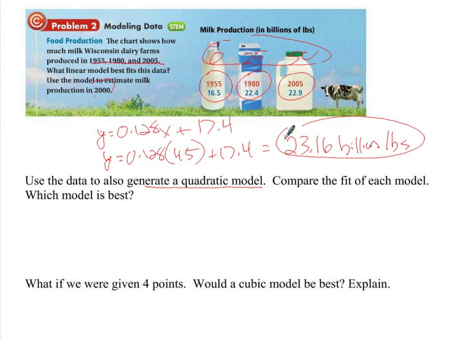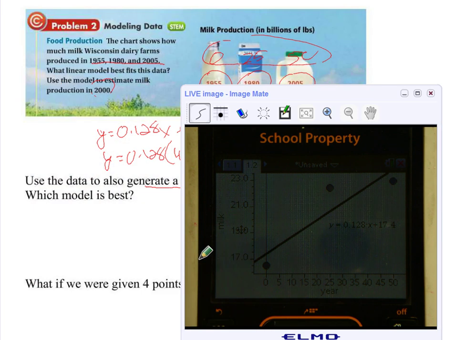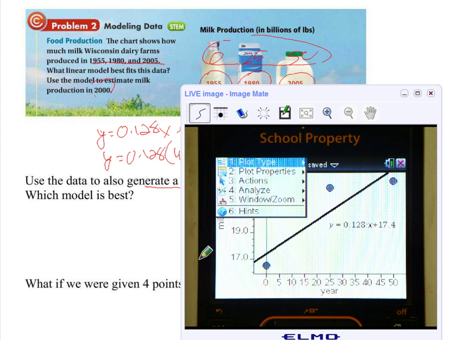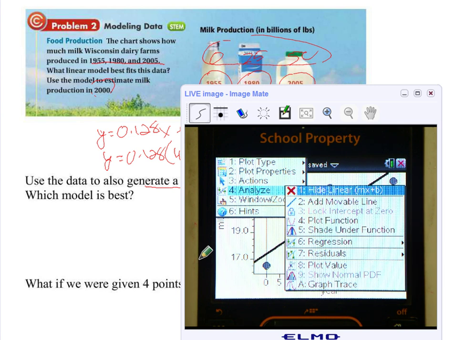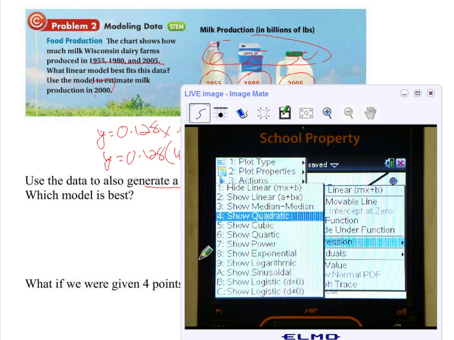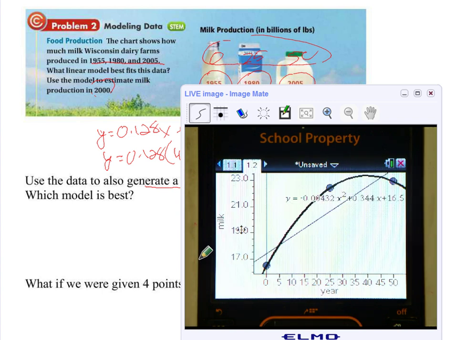So the answer is right because our model says so. The answer doesn't really make sense because we would expect it to increase from here to here like it did, but land somewhere between here and here. But because we were asked to make a linear model, we saw something a little bit different happen. So let's use the data to also generate a quadratic model. Let's go back to the calculator, and we can just use the same data. We don't have to change anything. We can just ask it to give us a quadratic. So go back to Analyze and Regression Quadratic, and it will give us the parabola that fits that best.